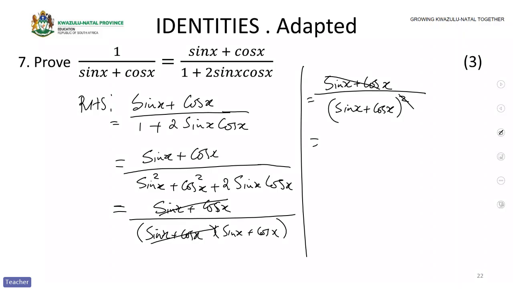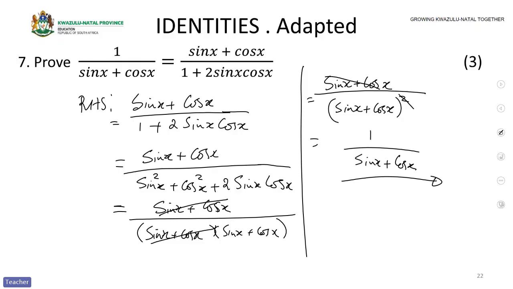Then you are left with what? You are left with 1 over sin x plus cos x, which is exactly the same as what is on our left-hand side. So we have proved both identities, using the left-hand side and also using the right-hand side.